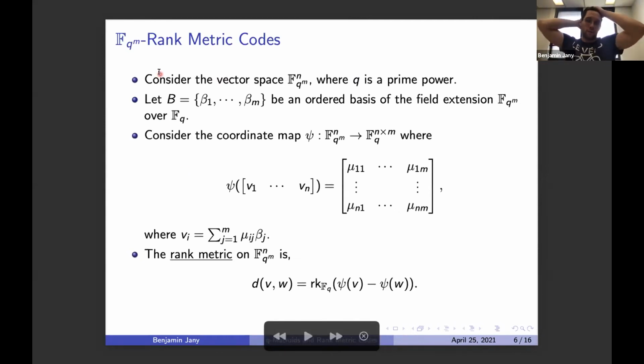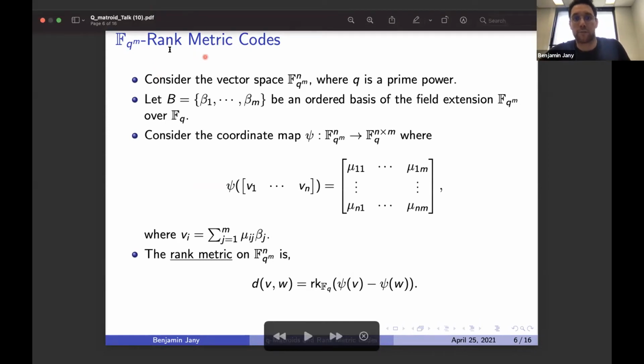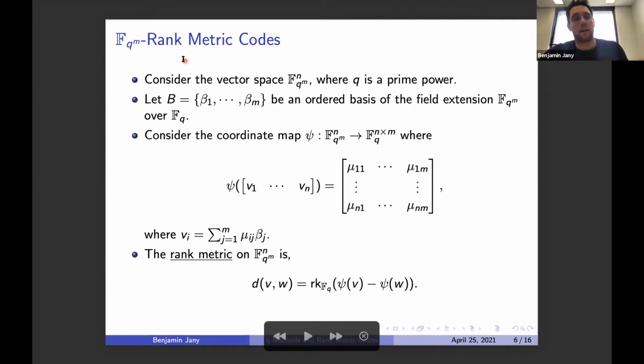Okay, so before clearly defining those rank metric codes, let's first start with the rank metric. So the rank metric is just a metric on the space (F_q^m)^n. Okay, and to define this rank metric, what we first need to do is select an ordered basis of the field extension F_q^m over F_q. Any choice of ordered basis will do. The rank distance will not depend on that choice of basis.